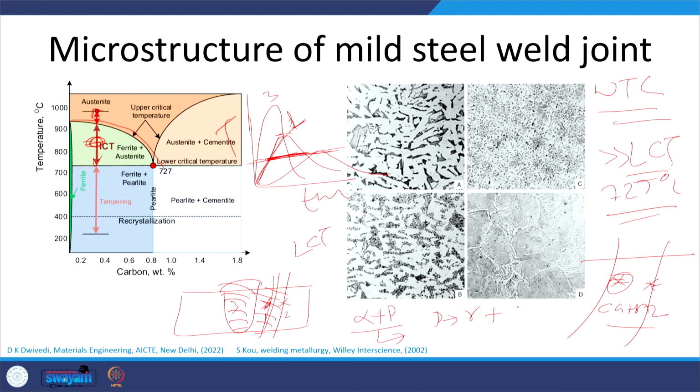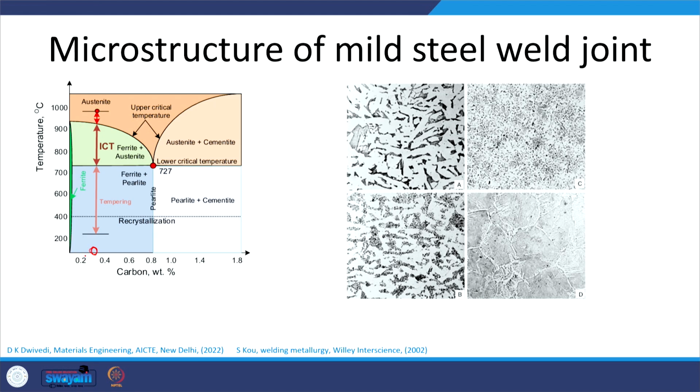So, we will be having partially transformed ferrite into austenite plus austenite. Whatever alpha has transformed into austenite will be available for further transformation into the other phases as per the cooling rate. Let us see a particular 0.3% carbon steel during welding when it is heated in the intercritical zone. At this temperature, what will it have?